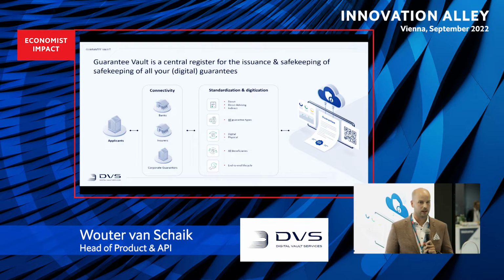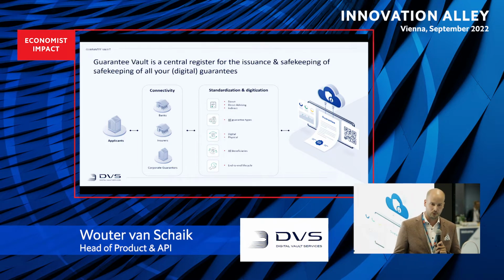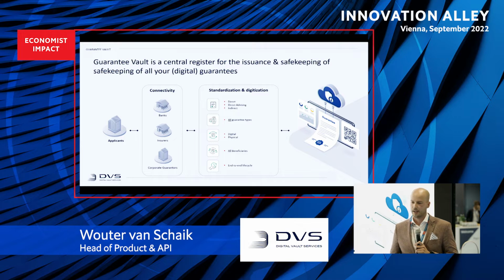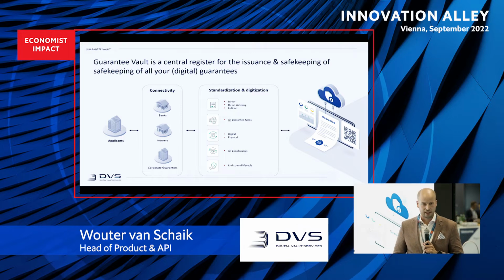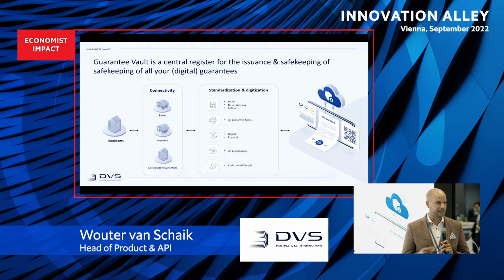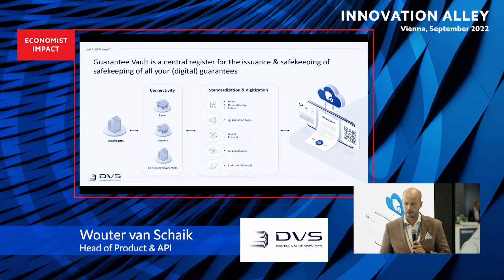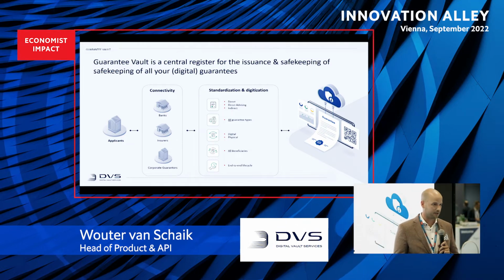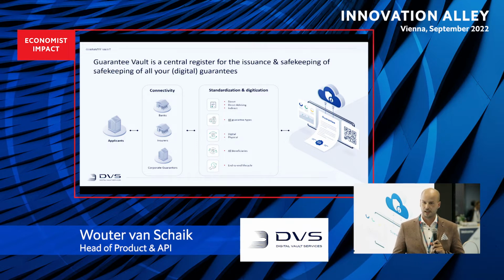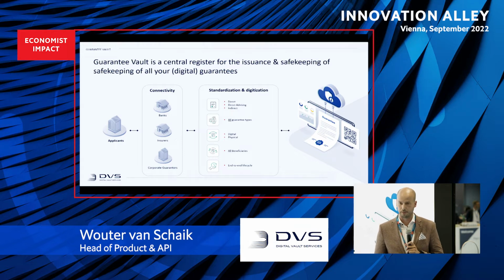That also goes for the type of guarantees, whether it's a tender, a performance guarantee or a payment bond, everything is available within the Guarantee Vault. I already touched upon the digital guarantee shortly, that's the core asset of the Guarantee Vault, but we also cater for the physical guarantee, still digitizing the entire application and issuance part, but the actual guarantee is still delivered on paper by the guarantor to the beneficiary.